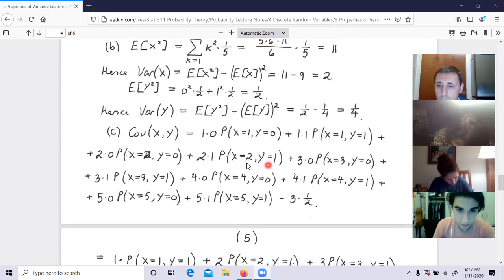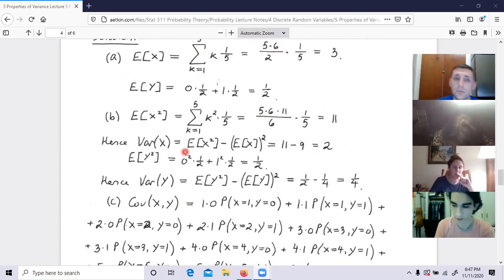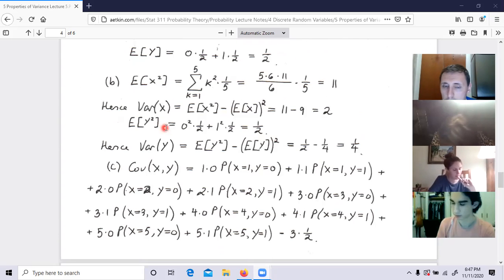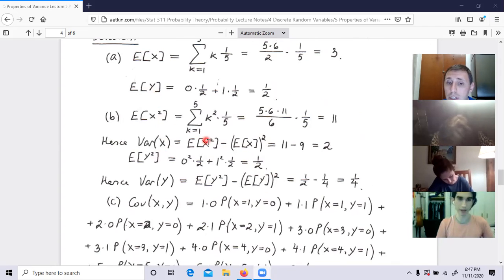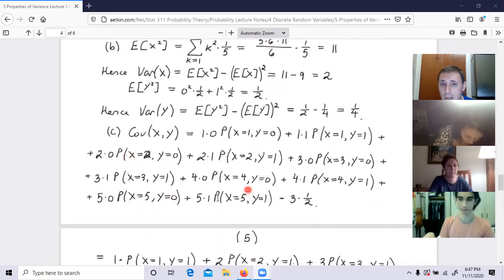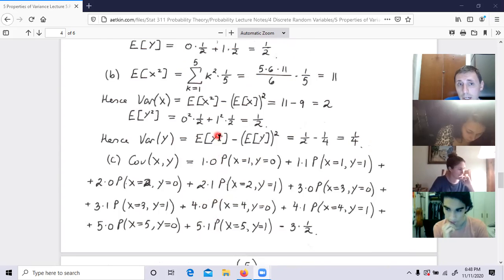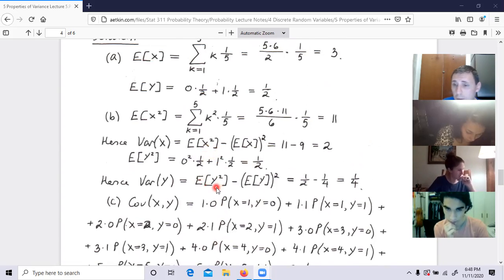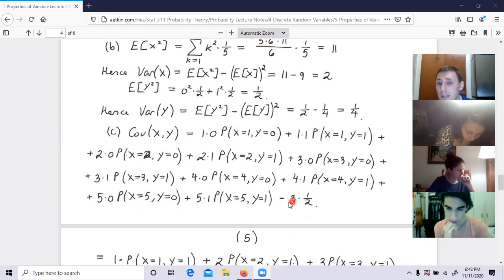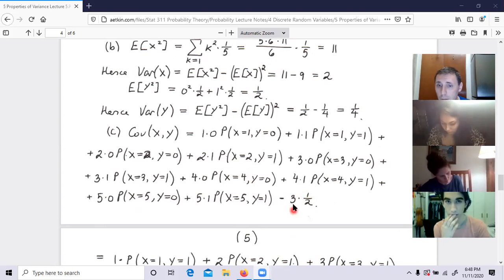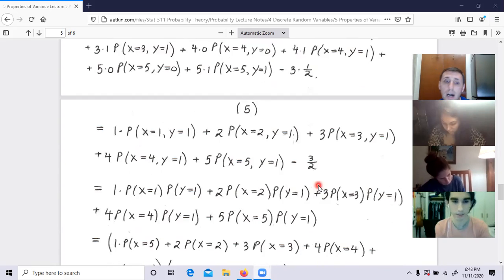It's all combinations of what X could have generated. X can generate numbers 1 through 5, and Y can generate either 0 or 1. So there are 10 entries here, 5 multiplied by 2. When I calculate all those 10 entries for the expected value of X times Y minus the expected value of X times the expected value of Y, that's the last number. 3 times 1/2 is the expected value of X times the expected value of Y. I get 0.